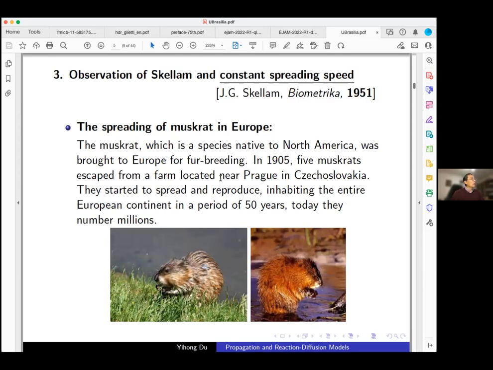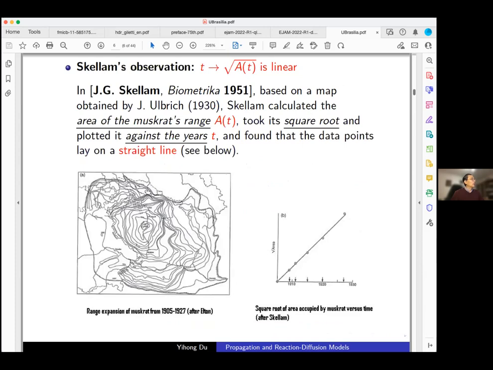And he observed that in the spreading of a muskrat in Europe, that's the story. So the observed data of the spreading of the muskrat demonstrate a constant spreading speed. How? Well, Skellam used this map, which appeared in a book in 1930. So that has been available even before the 1937 paper.